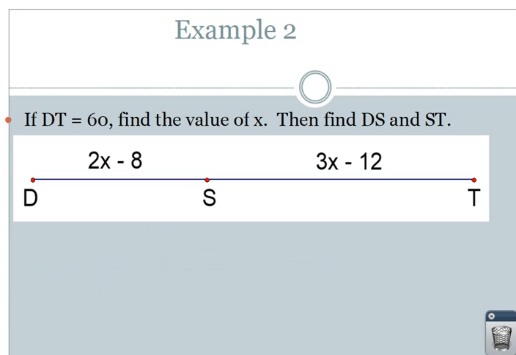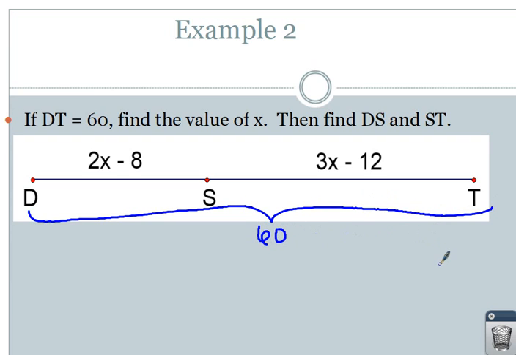All right, so let's try this. It says DT is 60. So DT, this whole thing, is 60. And it wants us to find the value of x and then find DS and ST. We'll do those in a minute. So if the whole thing is 60, then we need to add up the two parts that make it in order to get 60. So then we're going to take DS, which is 2x minus 8, plus ST, this 3x minus 12, and that all has to equal 60 when it's added together.